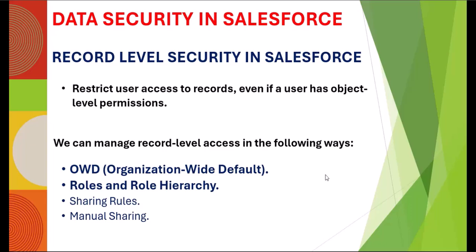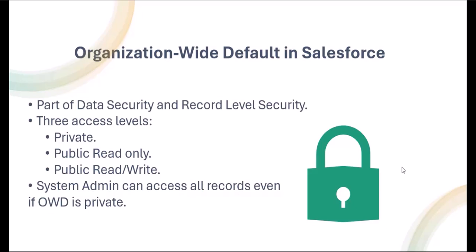Then coming to our topic. So basically, what is organization wide default in Salesforce? The OWD is a part of data security and record level access. It has three access levels: private, public read-only and public read-write. And the system admin can access all records, even if the OWD is private. So what are the uses of these access levels?